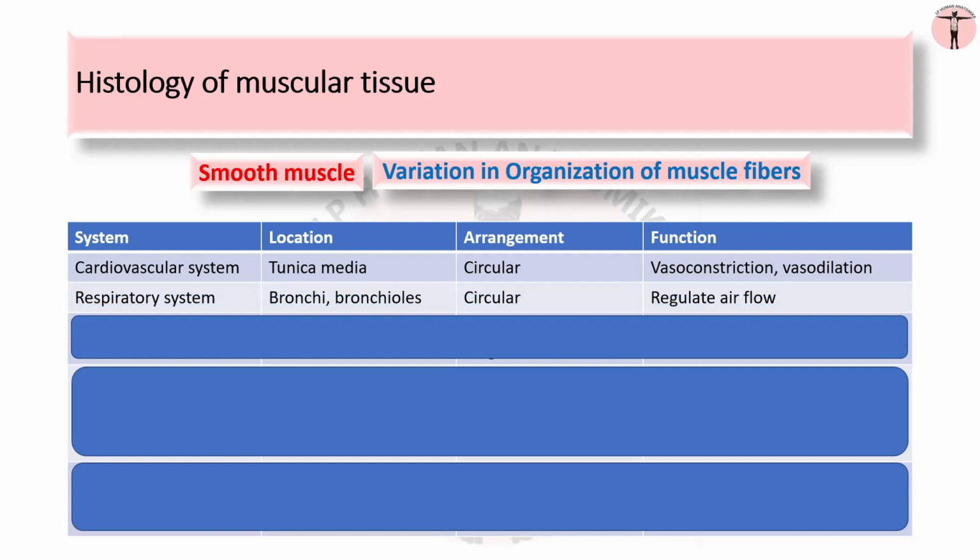Respiratory system. Smooth muscle layers are present in the walls of the bronchi and bronchioles, arranged circularly around the walls. They help to regulate airflow into the lungs.